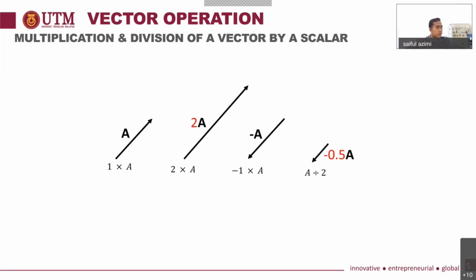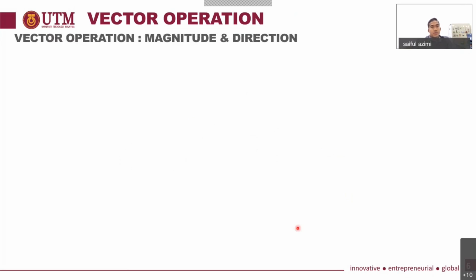Right, let me change the, okay. Right, so this example is actually A divided by -2, so that it will become negative 0.5A, right? So you must be aware of this. This is an error in the slide, right? Okay, so next is vector operation, magnitude and direction.